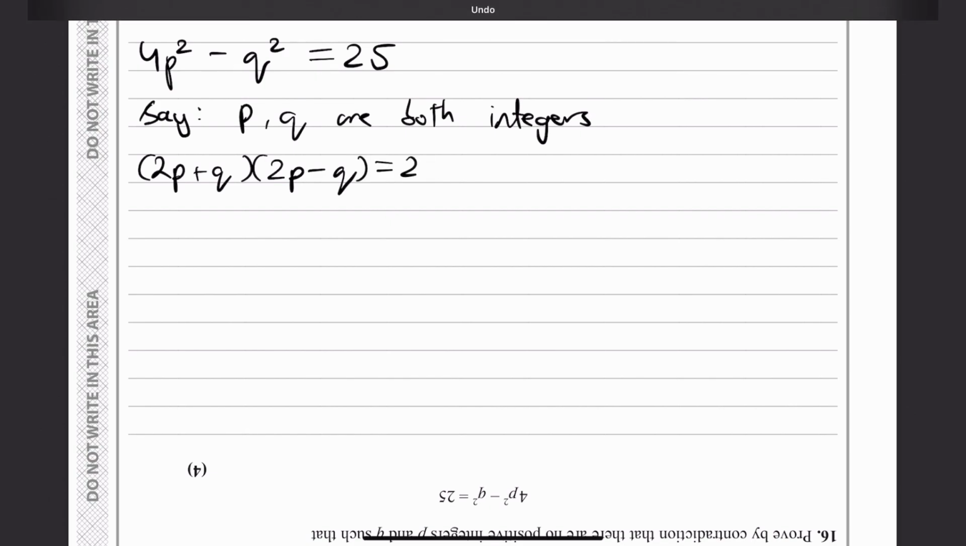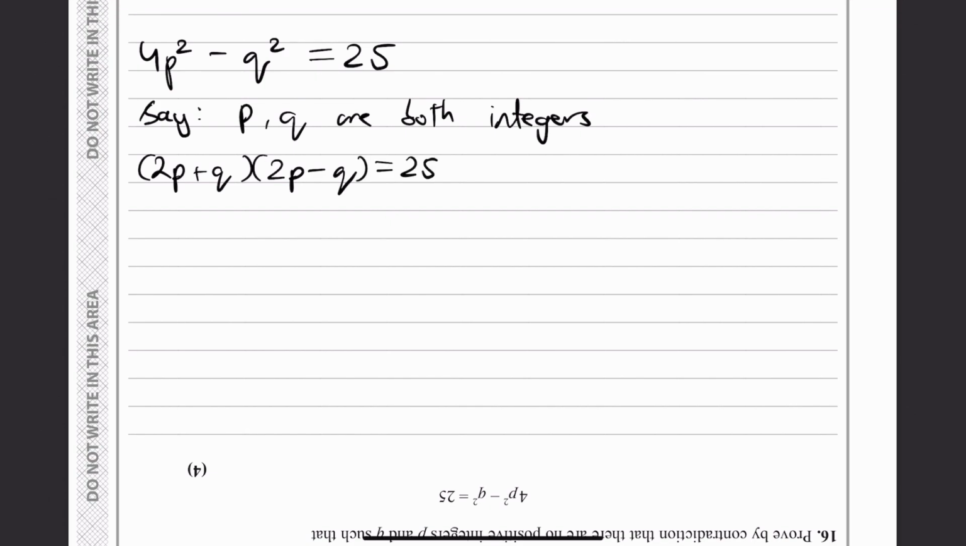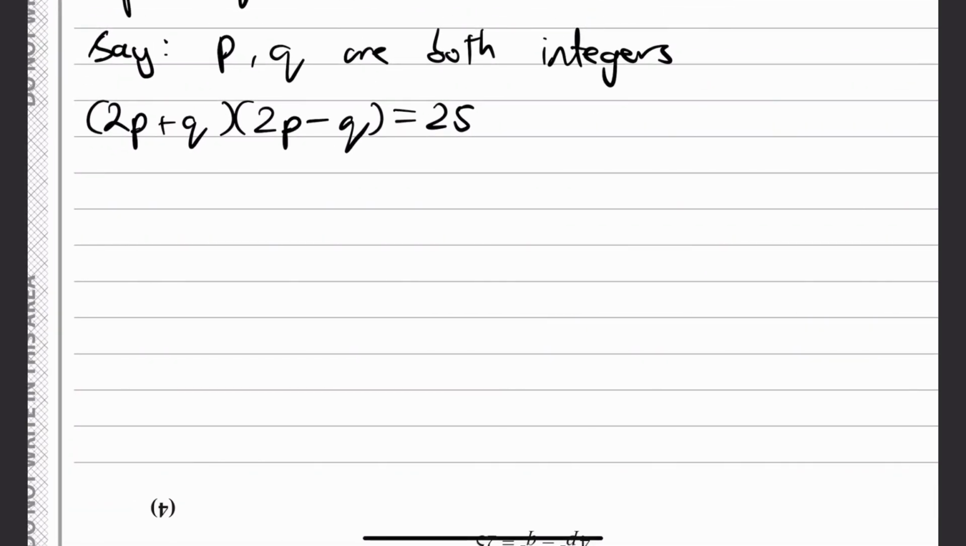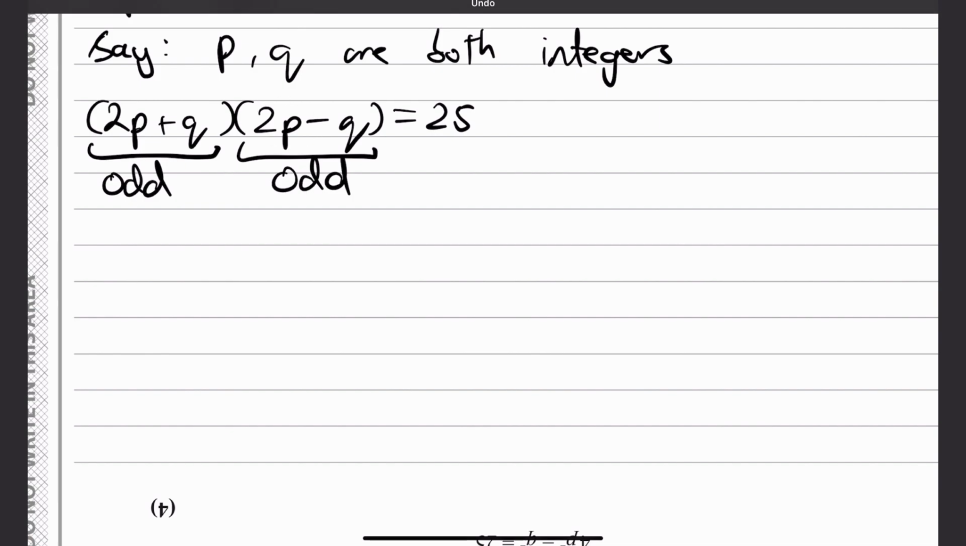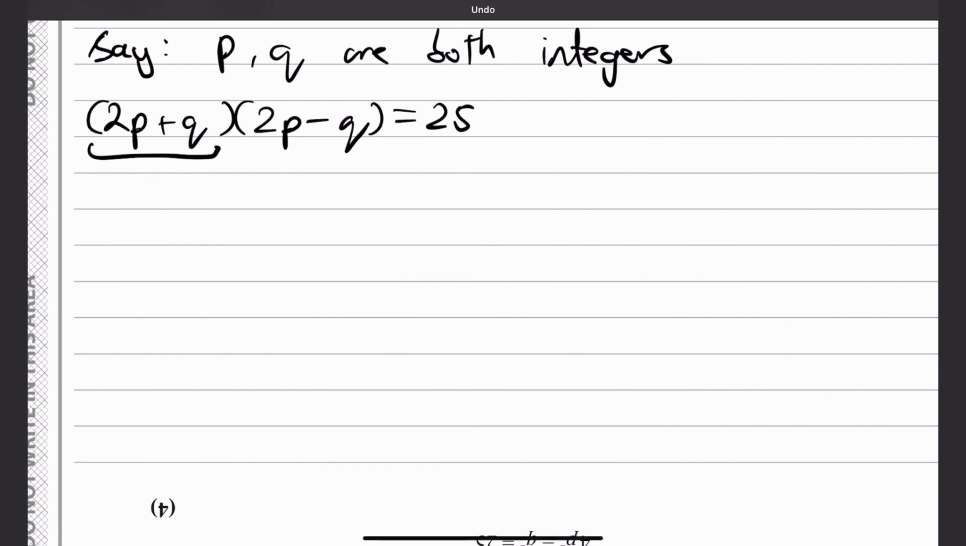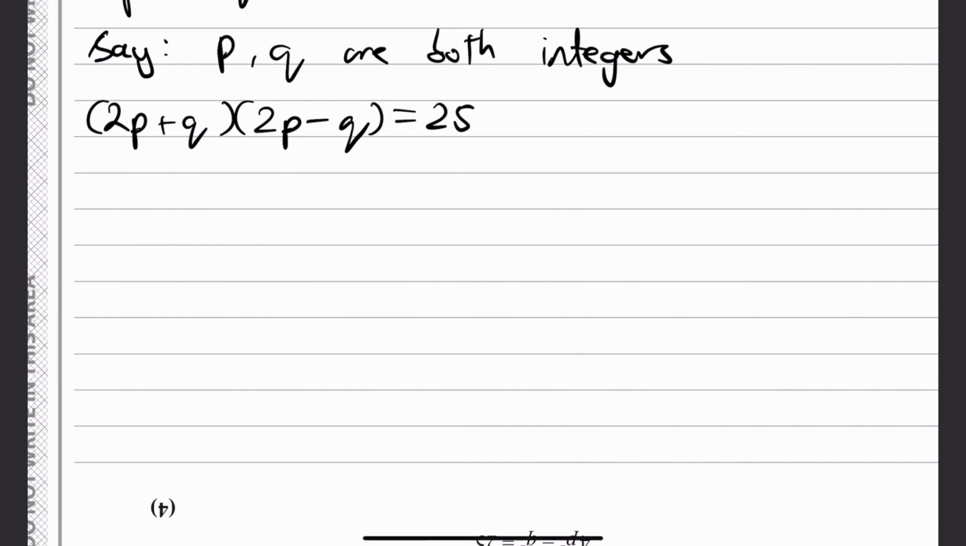Okay, I think it's going to be something to do with odd and even numbers. Yeah, okay. So if they're both integers, then this is even, which means this is odd. And this is also odd, because even minus... Actually, you don't know that. You do not know that. Oof, that is difficult, because you don't know if it's odd or even.